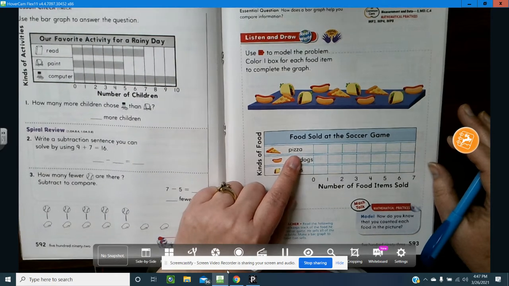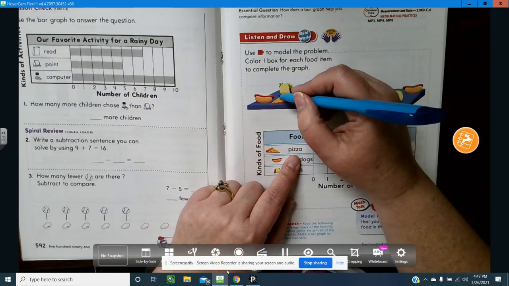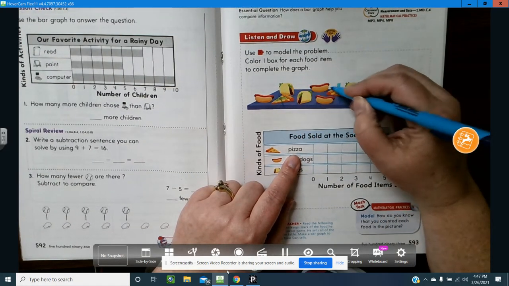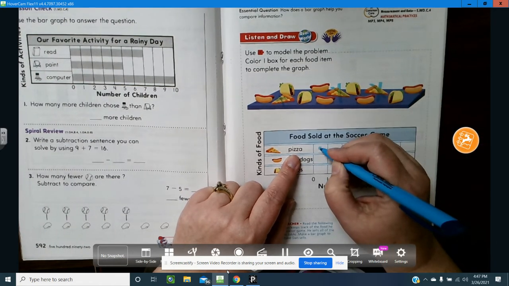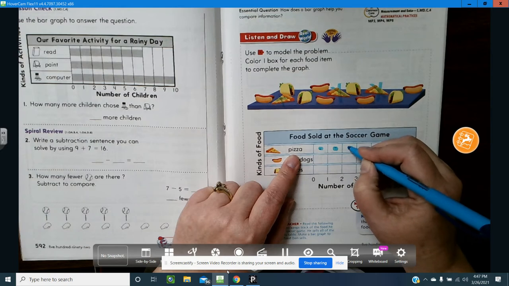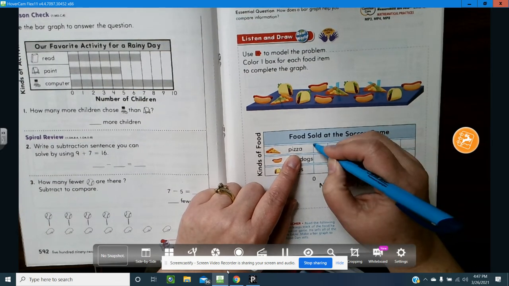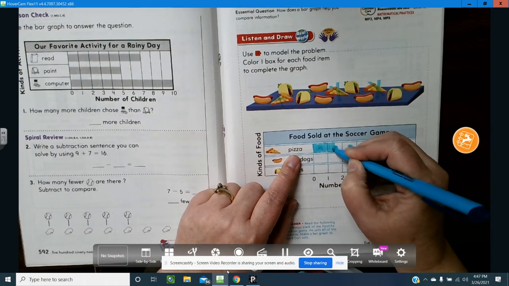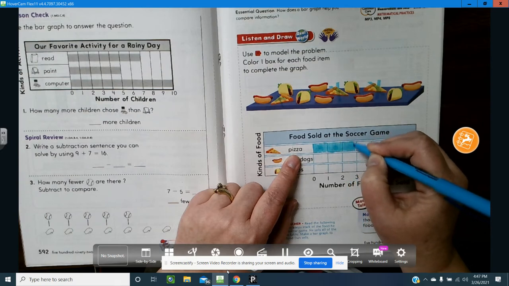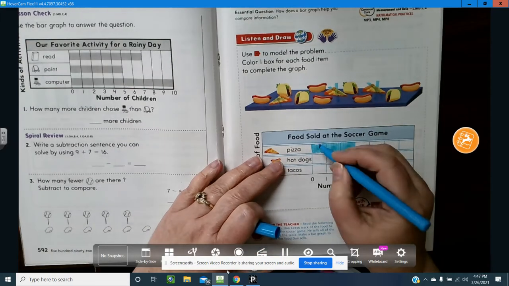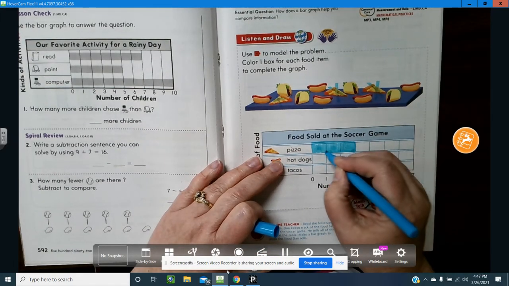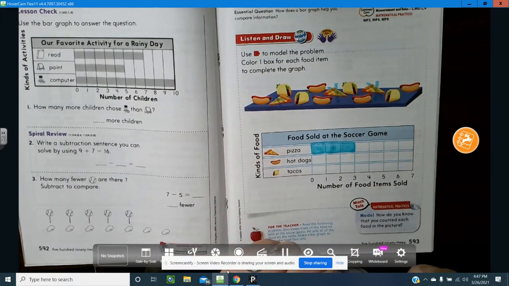So here we have pizza. I'm going to count. There's 1, 2, 3 pizzas. Now, Miss Hufford likes to put a dot on it, 1, 2, 3, and then color it in because I like to know exactly where I'm going to color. So pizza has 3 in its bar. 1, 2, 3. I'm going to make my whole bar there.